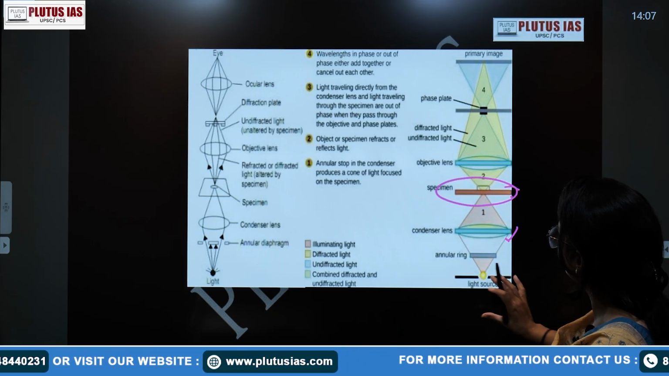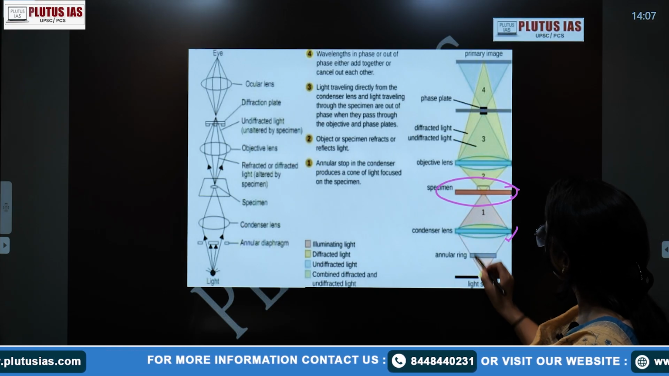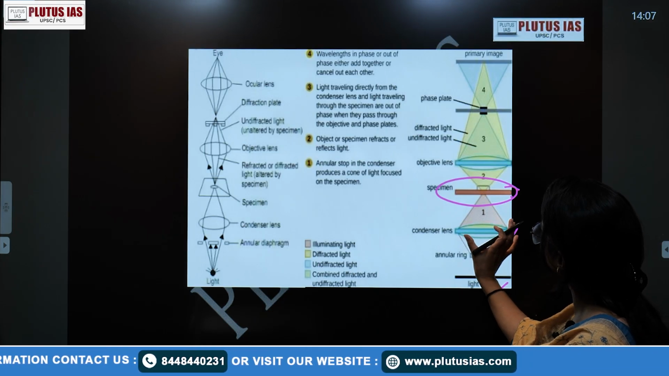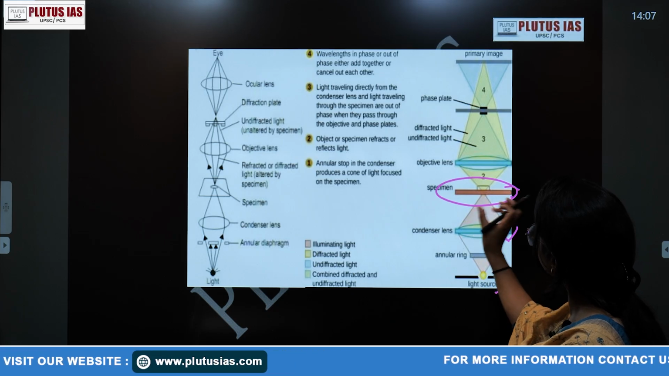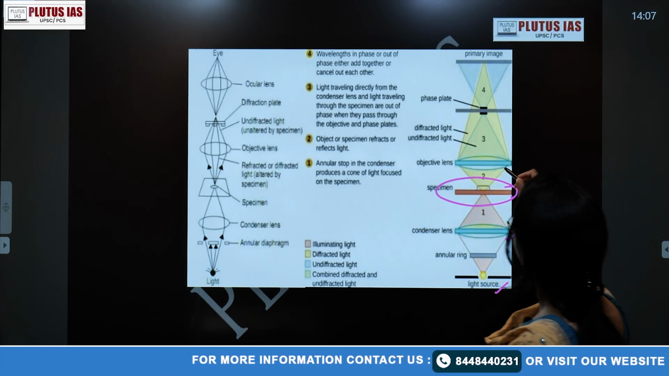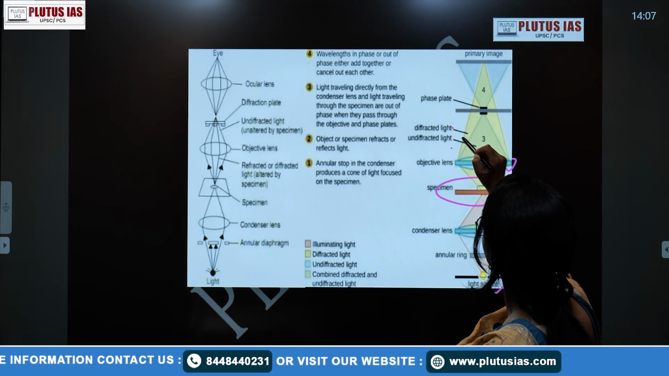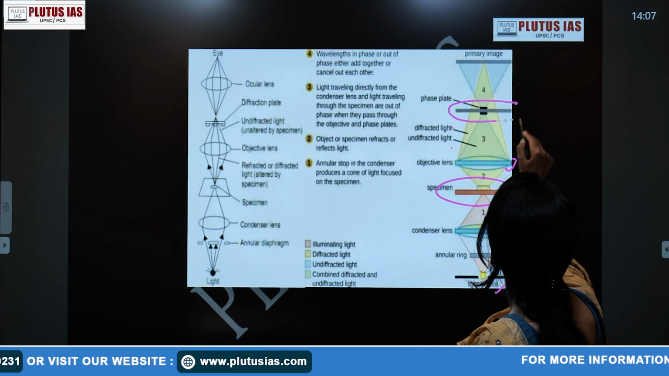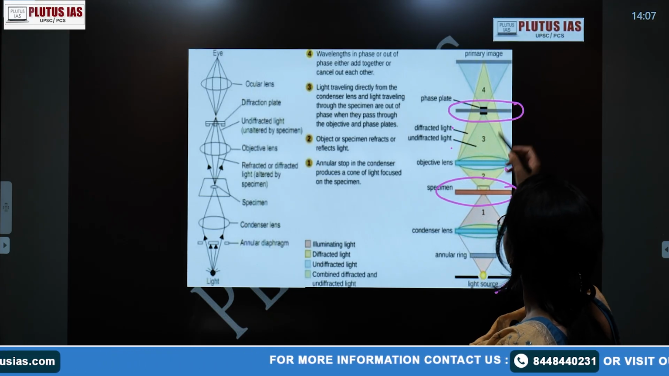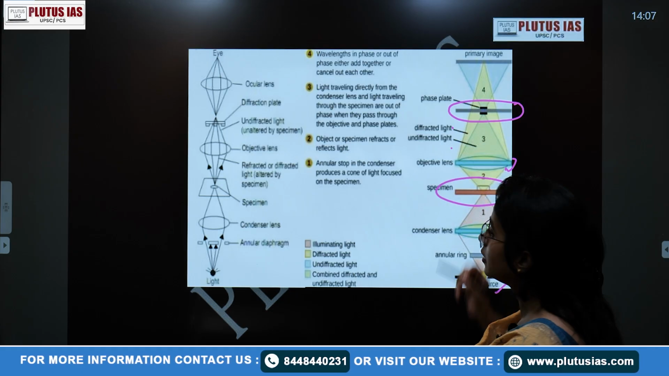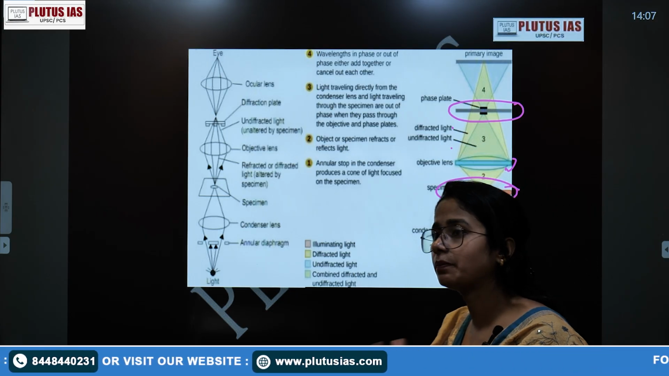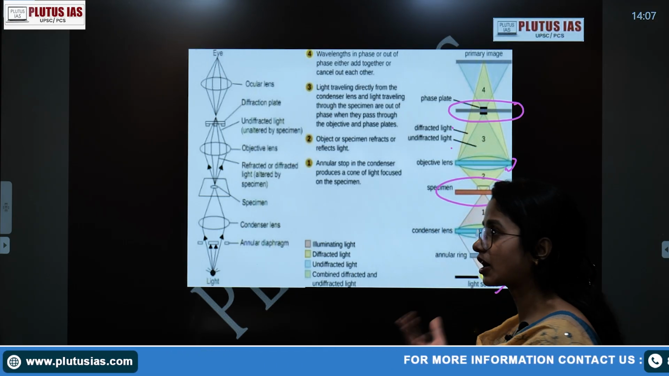From here your light will fall down. This is a condenser. This is an annular ring, with the help of which the condenser lens condenses the light on a specific object. Then this is the objective lens, with diffracted and undiffracted light. This is a phase plate which decides the background, and this is a phase plate which differentiates the light from the background and the light reflected from the object.